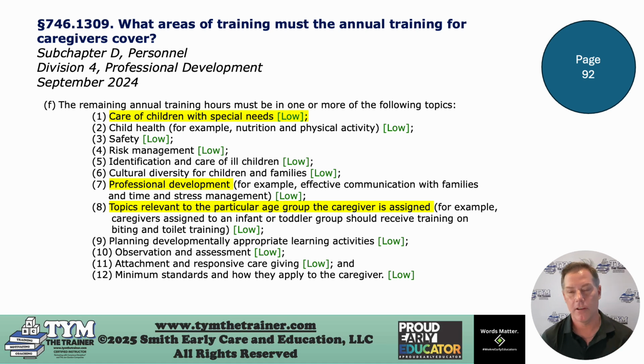Number 7, you're going to talk about anything related to professional development. And number 8, topics relevant to the age group that you're working with. That kind of makes it a wide open ball game right there. Number 12 is going to talk about minimum standards and how they apply to caregivers. That's what we're doing right now. So that's where this is going to fall into the expectations. So just make sure you're taking a look at this list again when you're making those provisions.